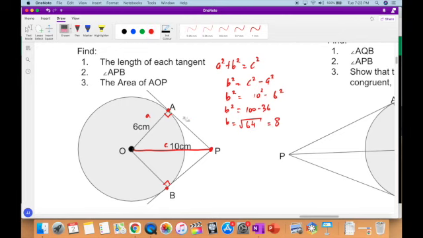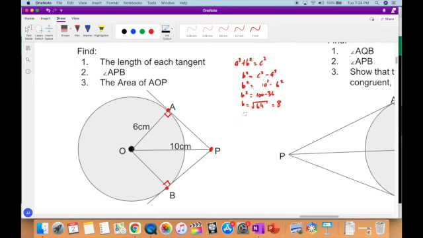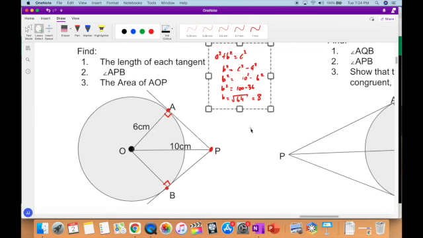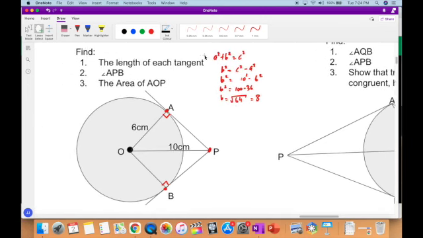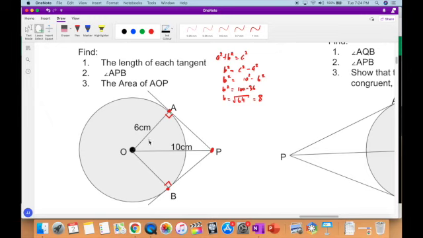You understand what we do there, Shizzy? Yes, sir. You understand everything we did? So what was the first thing I did? The first thing I did was I confirmed what I know. I know, okay, this is a tangent, that means this has to be 90 degrees. I know that this has to be equal to this. So if this is 8, that means that this is also going to be 8.